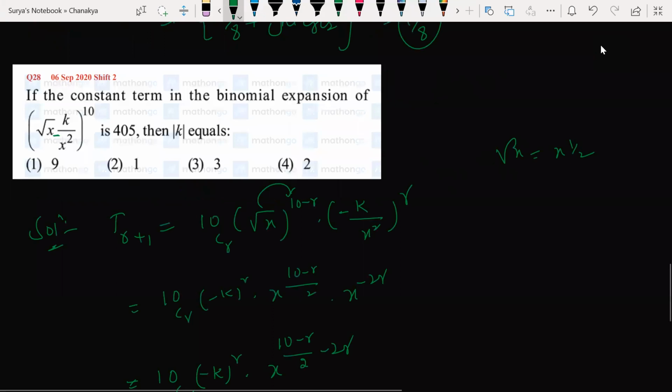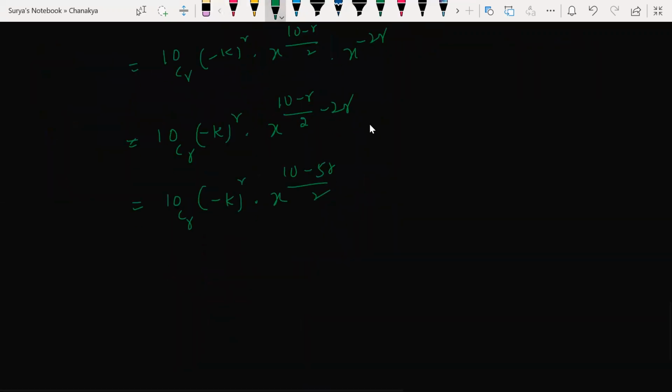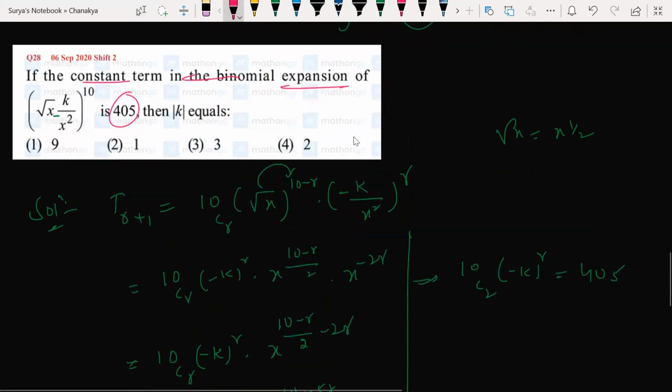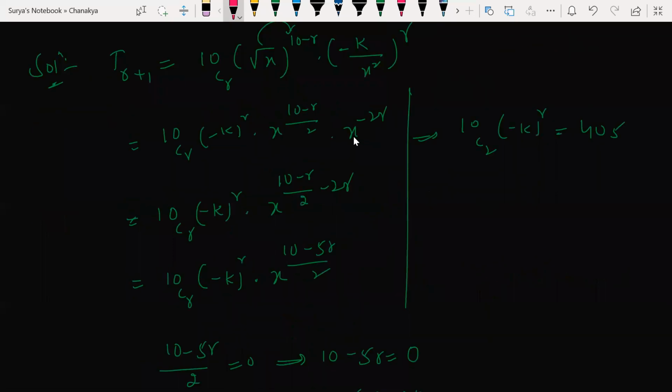So it is a constant term, right? It is a constant term. If the constant term in a binomial expansion is 405, so constant term is nothing but, look at it, 10 minus 5r by 2 is equal to 0. What is my r going to be now? 10 minus 5r is equal to 0. The r value is equal to 2. Correct? Yes. Now observe here, what can I just do now? 10C2 minus k to the power of r is equal to 405. He has given, look at this here, Babu, the constant term in the binomial expansion is 405. So constant term I just found. For finding the constant term, I'm finding the r value. After finding the r value, just equating with 405.